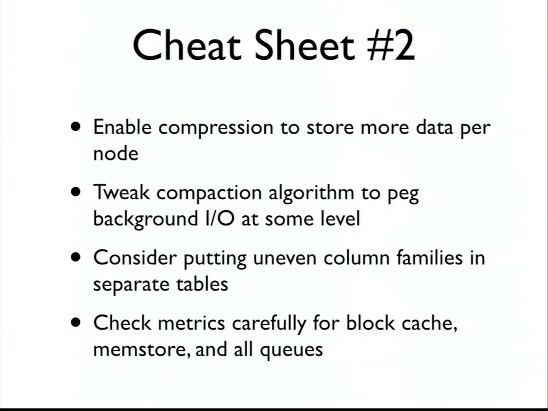Tweak the compaction so that you keep the background I/O in check. Tweak that ratio and the upper limit, and that's important under load. Consider putting uneven column families in separate tables. Then you avoid the combined flushes of large and small column families. You might just have to break them apart. That's when it really gets nasty because you're hurting a lot. Typically, you don't have to do this, but if you get into that hurt locker, then that's the way to get out, hopefully.